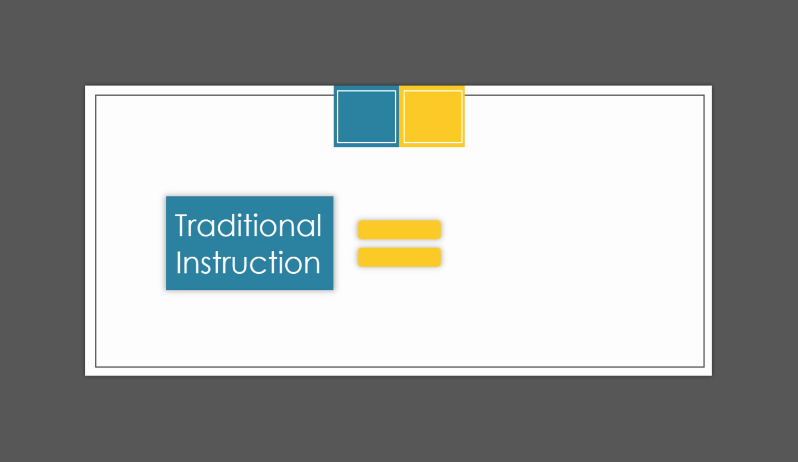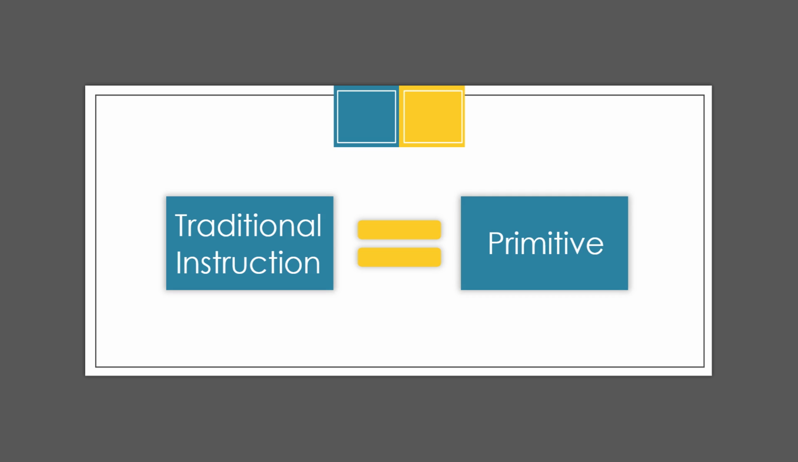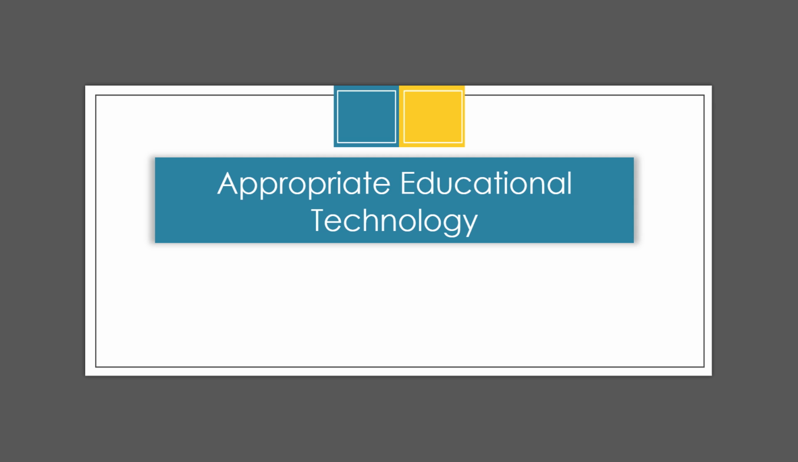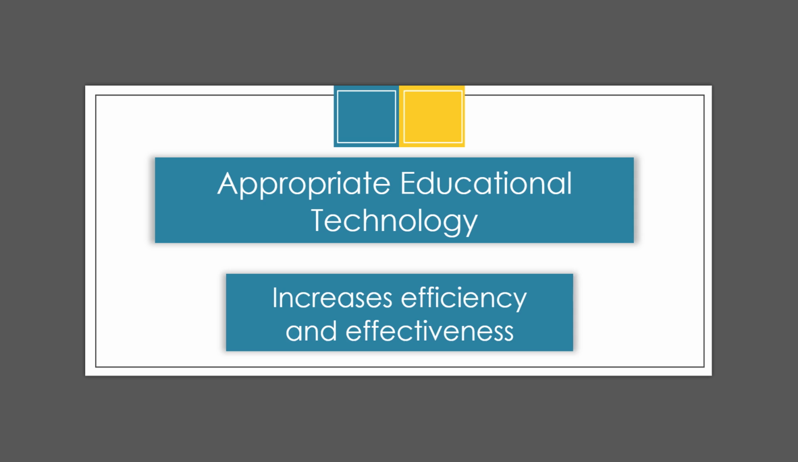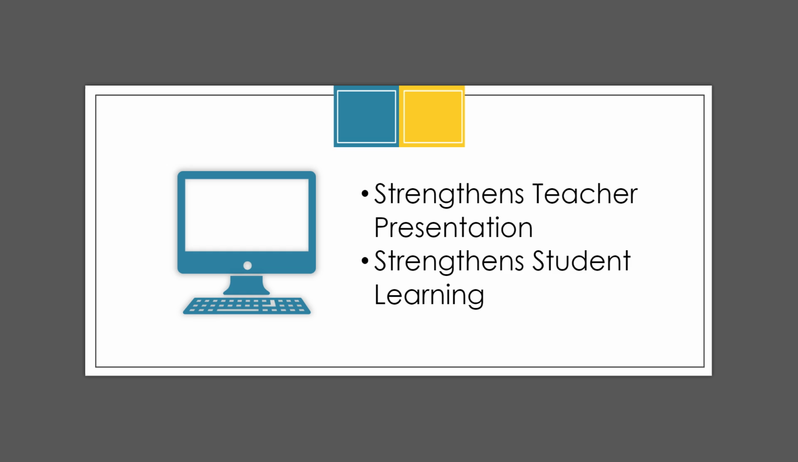Gilbert describes methods of traditional instruction as primitive, with a focus on instructional interventions. Introducing appropriate educational technology into the traditional classroom increases efficiency and effectiveness of instruction. While the overall perception of computers in the classroom has evolved to the understanding that a computer is a useful tool that can strengthen teacher presentation and student learning.